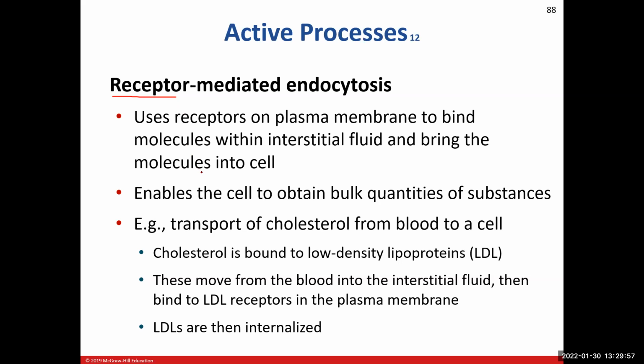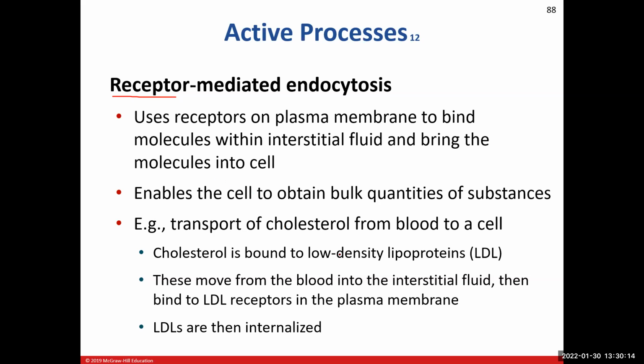vesicle. And in this case, it'll put on a special coating. They call it a clathrin coating. And it's just like a tag. It identifies specifically what that vesicle is.